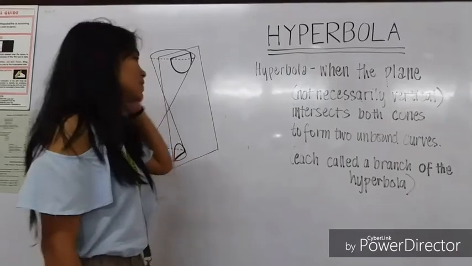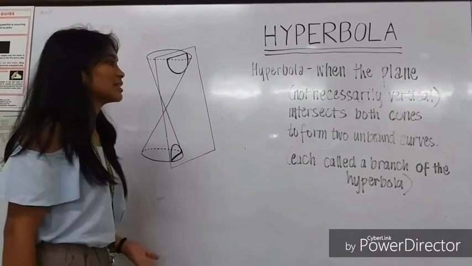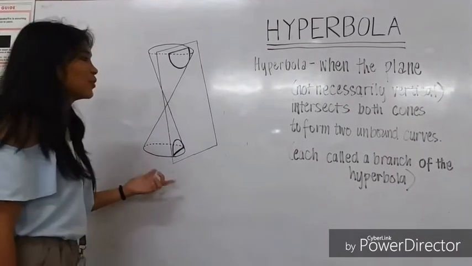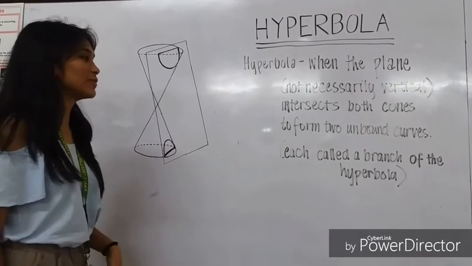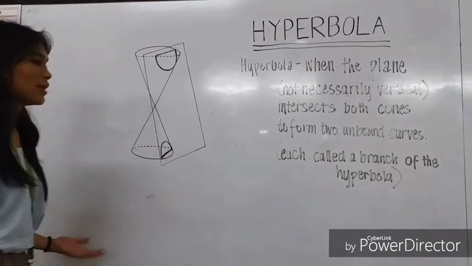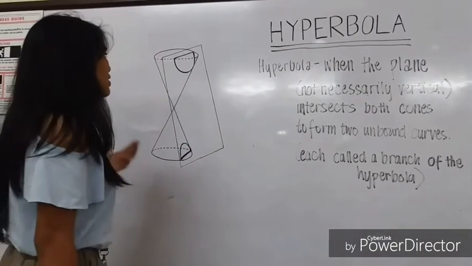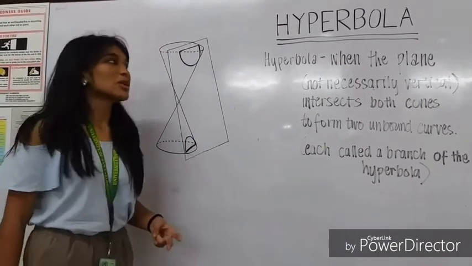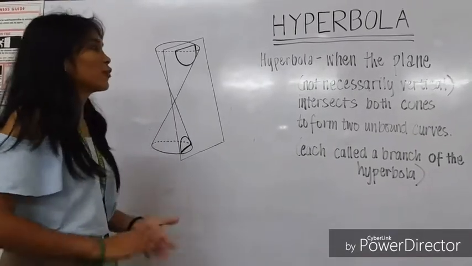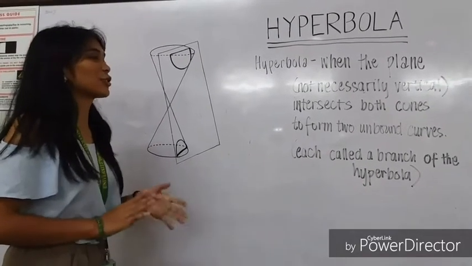So a hyperbola is when the plane, not necessarily vertical, intersects both cones to form two unbounded curves, each called a branch of a hyperbola. So each branch of the hyperbola represents two infinite poles. So hyperbola is the fourth and the last kind of the four conic sections.